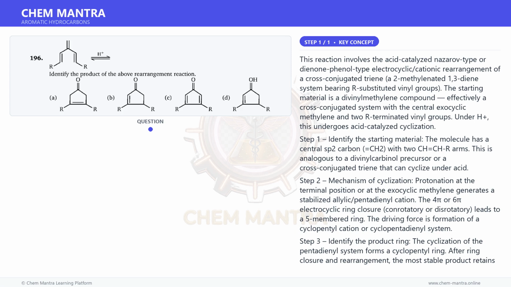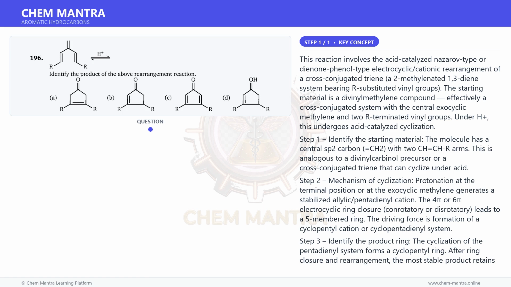This reaction involves the acid-catalyzed Nazarov-type or dienone-phenol-type electrocyclic cationic rearrangement of a cross-conjugated triene, a 2-methylenated 1,3-diene system bearing R-substituted vinyl groups. The starting material is a divinylmethylene compound, effectively a cross-conjugated system with the central exocyclic methylene and 2 R-terminated vinyl groups. Under H+, this undergoes acid-catalyzed cyclization.